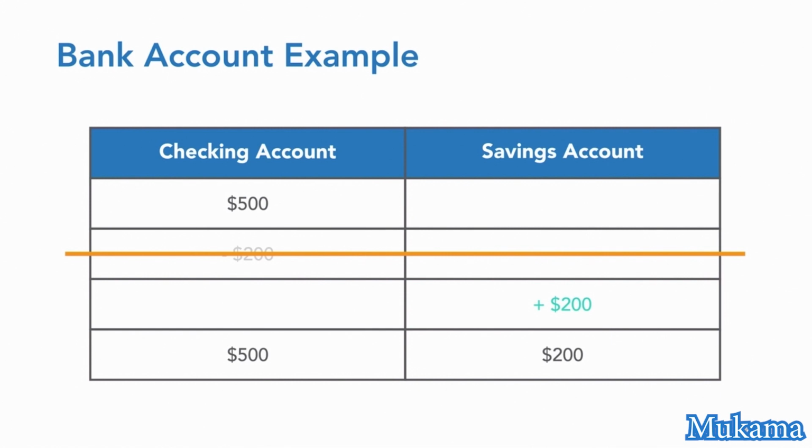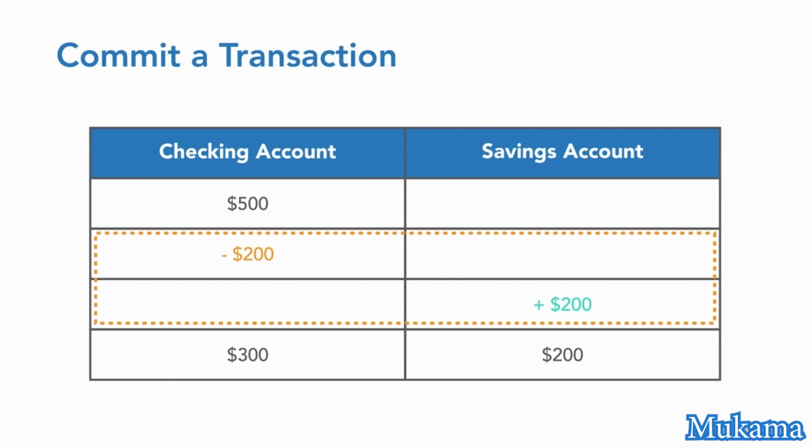The solution to this problem is to wrap both processes, the deduction from checking and the addition to savings, as a single transaction. When combined together as a transaction, the server can better control the outcome. As a single unit of work, both actions must complete successfully in order to transfer money from one account to the other. When a transaction completes successfully, it's called a commit. Any new values are permanently written to disk.